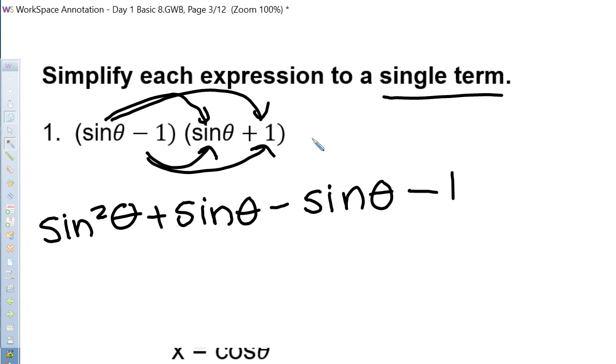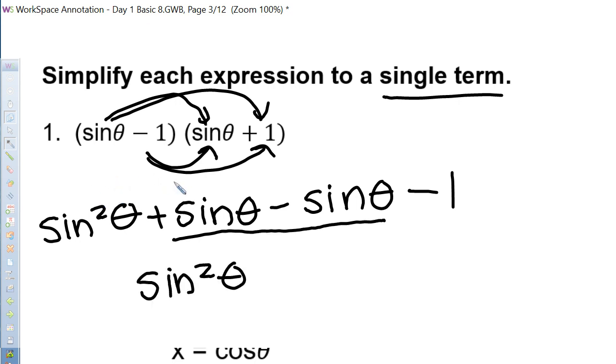Notice I have 4 terms, so I need to get my answer down to a single term. So combining like terms, what happens? Those cancel. So this is just sine squared of theta minus 1. Now I've got all the math I can do at this point, but do I have only one term in my answer? No, so that means I need to keep going. So notice I have a 1 and I have a squared trig function.